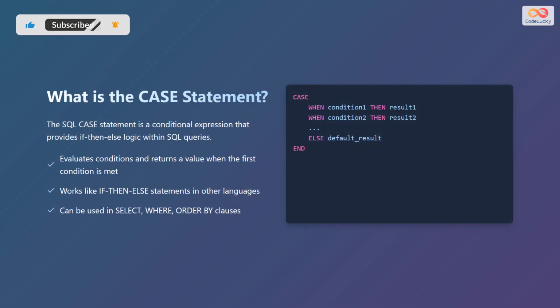So, what exactly is the CASE statement? The SQL CASE statement is a conditional expression that provides if-then-else logic within SQL queries. It evaluates conditions and returns a value when the first condition is met. It functions similarly to if-then-else statements found in other programming languages, and it can be used in SELECT, WHERE, and ORDER BY clauses to control the flow and output of your SQL queries.